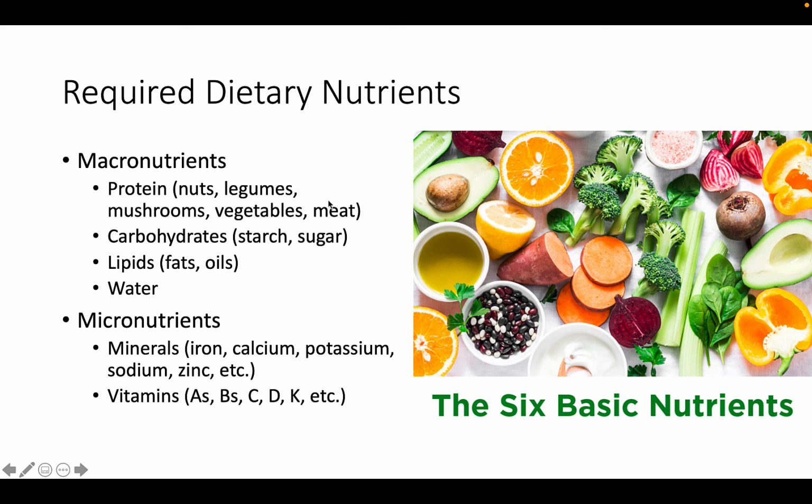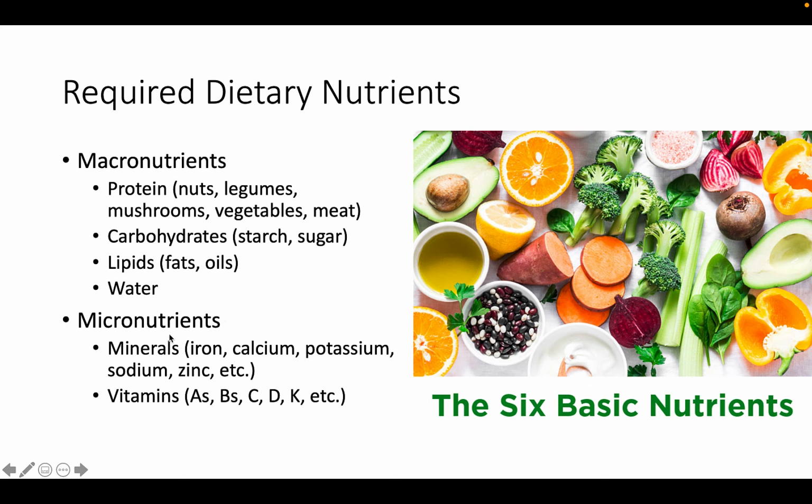Just comes along with a lot of baggage, so you don't want to eat meat for every meal. You want to make sure you have lots of the other options for protein consumption, and then supplement with meat rather infrequently, because that's what our bodies evolved to do. Our bodies did not evolve to eat meat on a regular basis. Carbohydrates, we need starch and sugar, and then lipids, we need fats and oils.